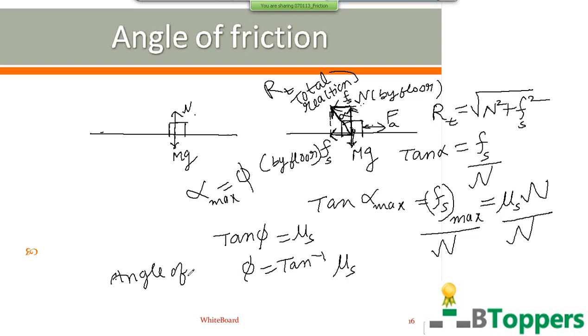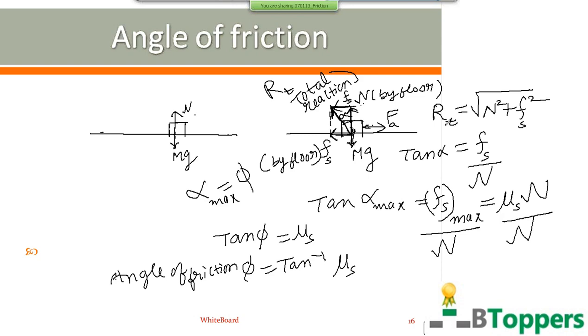As I discussed earlier, the value of the coefficient of static friction mu_s is a constant for a given pair of surfaces in contact. Therefore, the angle of friction phi will also be considered as a constant for a given pair of surfaces in contact.